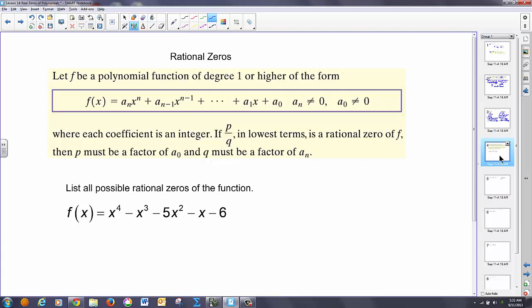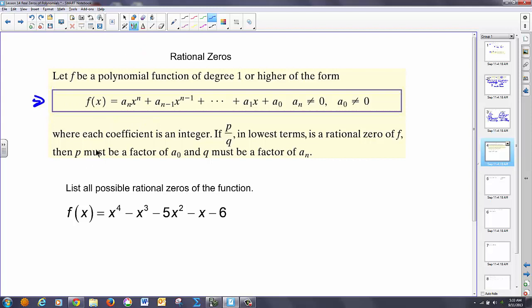So now we're going to talk about finding actual intercepts. And specifically, we're going to look at rational intercepts. In other words, intercepts or zeros that are fractions. Now, let's read through the math mumbo jumbo. So we're going to look at a polynomial. Here's this polynomial in the box.